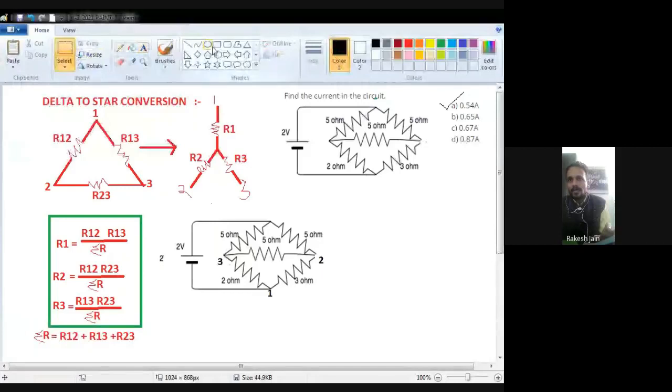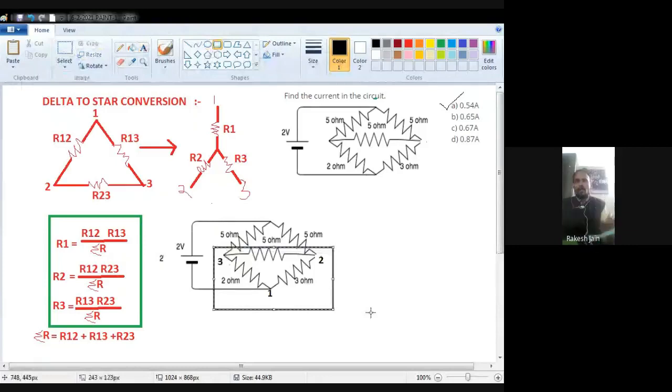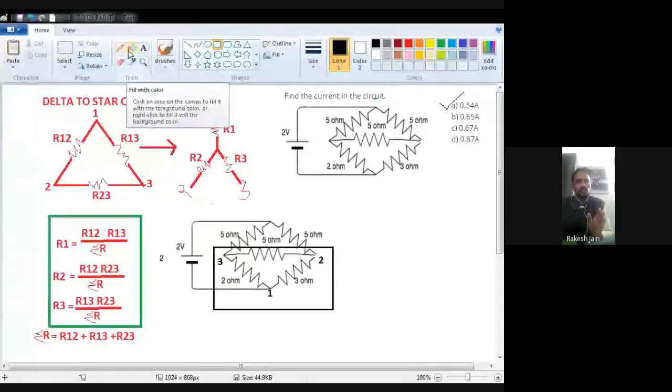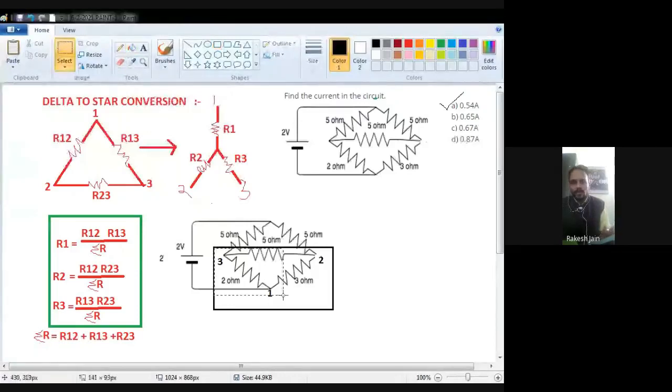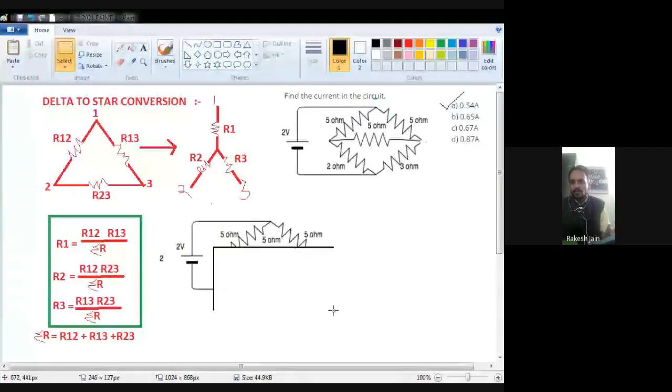So now see the four objectives which are given. Which one is your correct answer? My correct answer is the first option, because I find 0.54 ampere as my answer. So this is the completion of this question. This question is completed. Now once again I repeat this question.